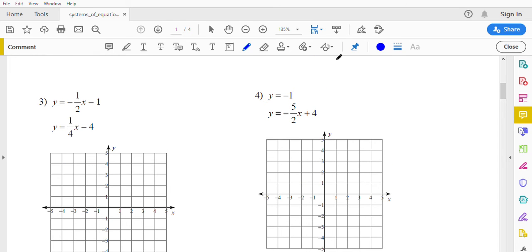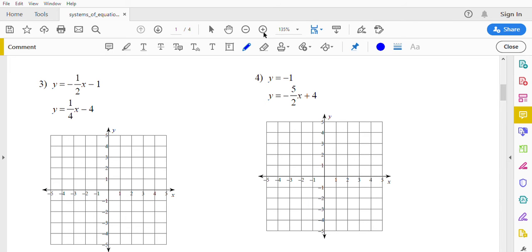I do just want to go over this one real quick. This one, people freak out when they see these. These are actually easier than what you think because they actually gave you part of your answer. When you write your answer, part of your answer will be -1. Y is equal to -1.